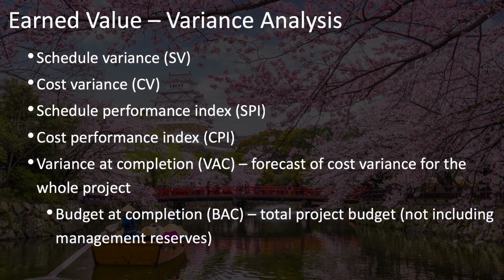Earned value analysis uses the following variance analysis measures. Schedule variance to show how far off schedule you are. Cost variance to show how far off you are on your budget. The schedule performance and cost performance indexes, which measure the same things in a ratio. And the variance at completion, which is a forecast of what the cost variance will be for the whole project. And the budget at completion, which is the total project budget, not including management reserves.